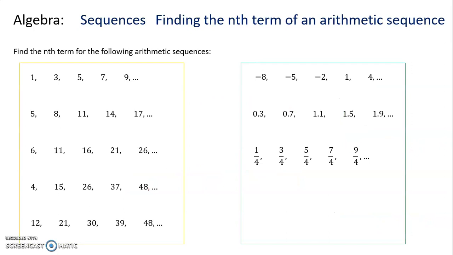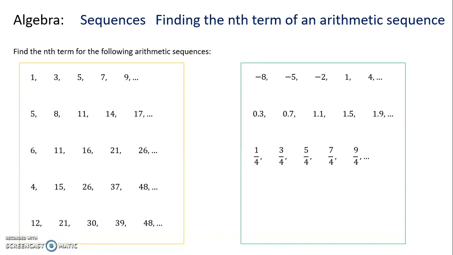Okay, so here's your task for today. You're going to need to pause the video so that you can answer these questions. In your books, I'm expecting you to write out the sequence. I haven't written the term numbers across the top here, so you can do that if you wish. You're going to need to find the common difference, let that tell you what times table you need to compare to, and from that work out your nth term.